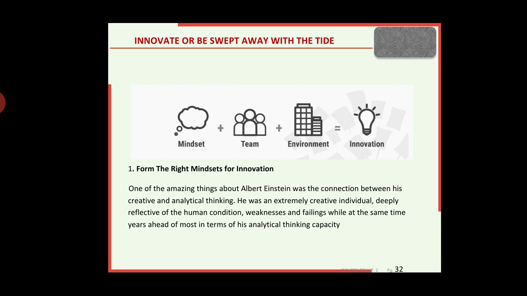Listen carefully. From the right mindset for innovation, one of the amazing things about Albert Einstein was the connection between his creative and analytical thinking. We know Albert Einstein is one of the scientists. One of the amazing things about him was the connection between his creative thinking and analytical thinking.